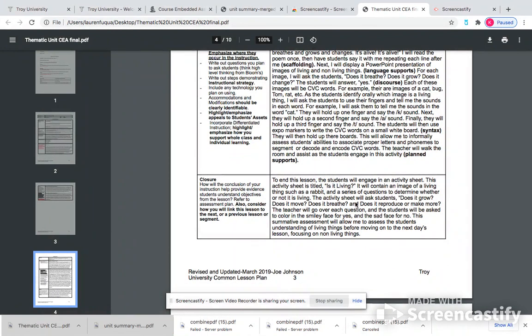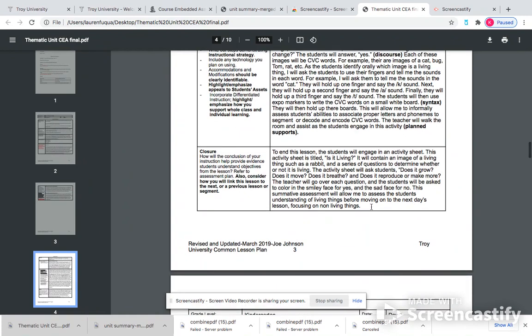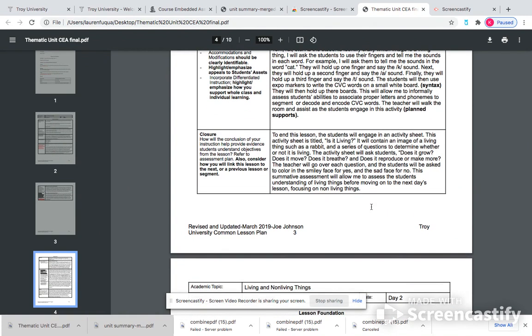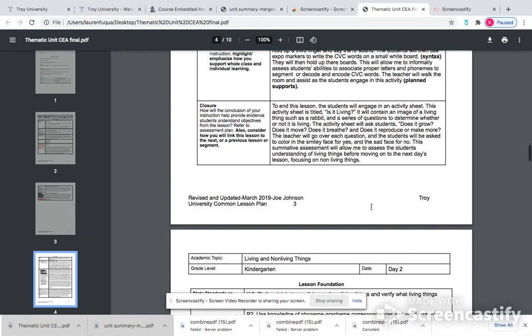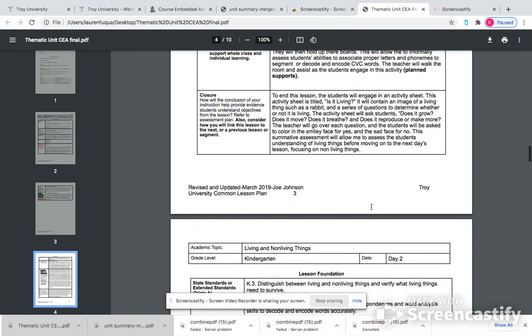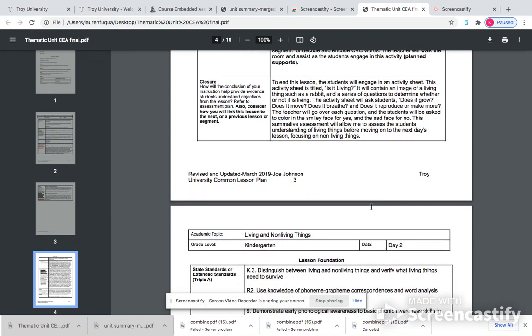To end this lesson, they'll have an activity sheet titled, Is It Living?, which will be very similar to the PowerPoint presentation. It will also contain an image of a living thing, and it will ask the students questions. Does it grow? Does it move? Does it breathe? And does it reproduce or make more? The students will have to color in a smiley face if the answer is yes. If their answer is no, they will color in a frowny face. Answering these questions will help them to identify whether the object is living or non-living.